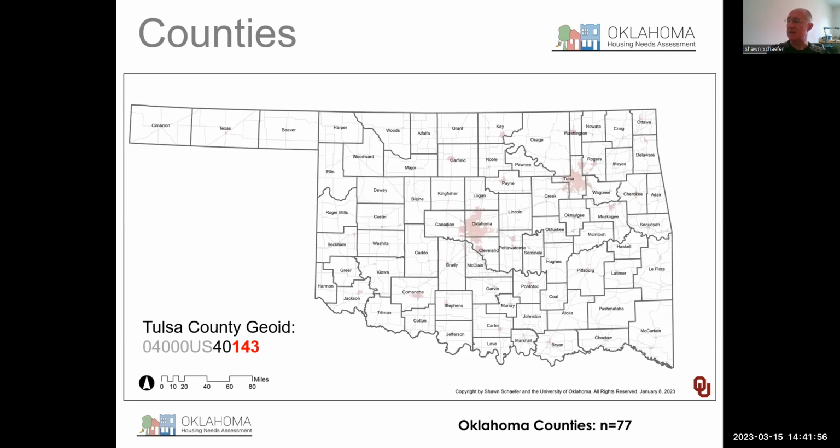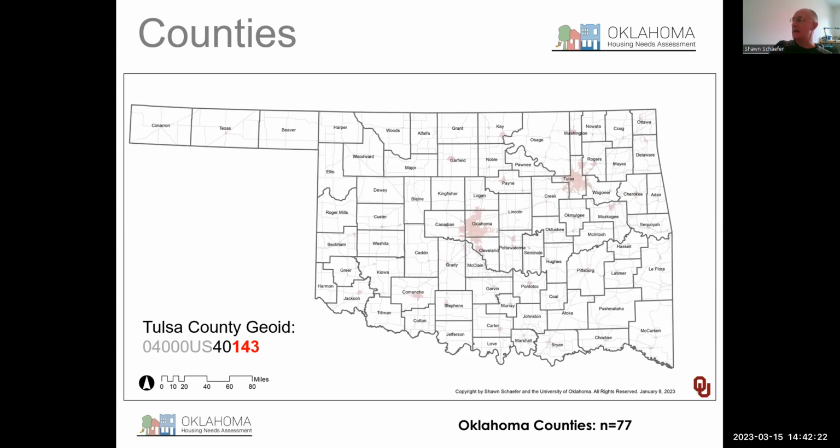You can see there 40, that's our state. So all the counties in the state have GeoIDs that start with 40, and then they get a 3-digit number. There are only 77 of them, so I don't know how Tulsa ended up with 143, but we did. Each one of the counties has its own initial ID like that.